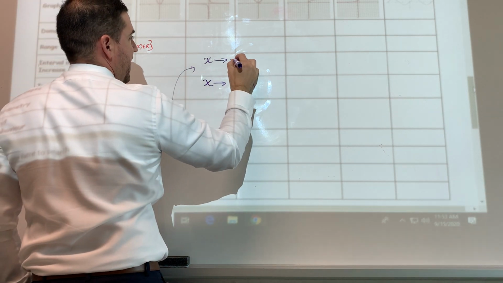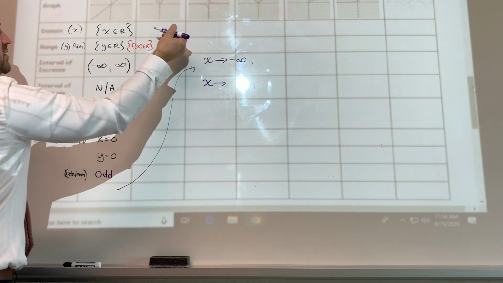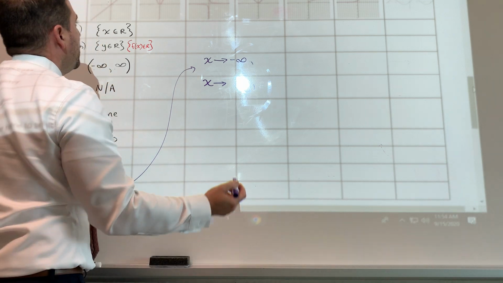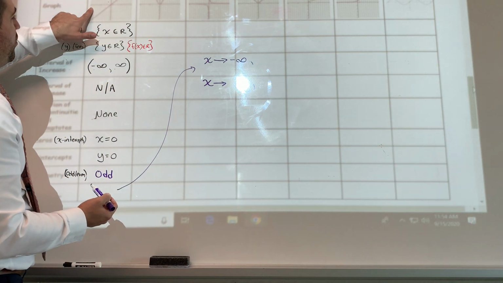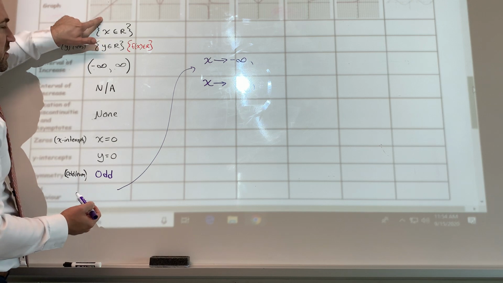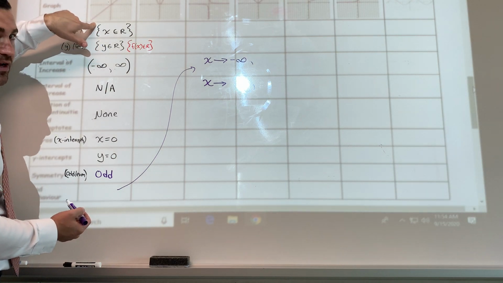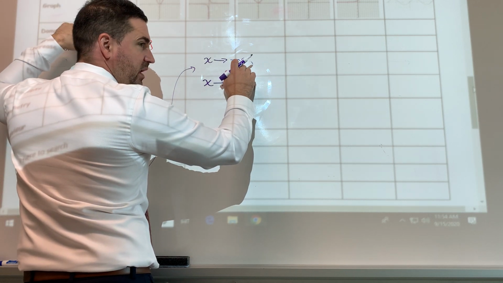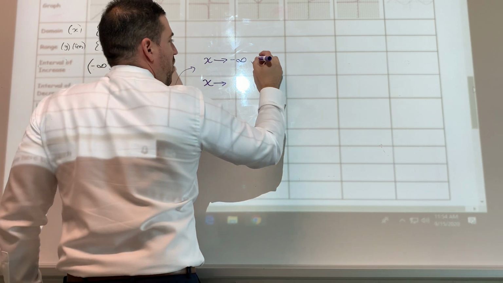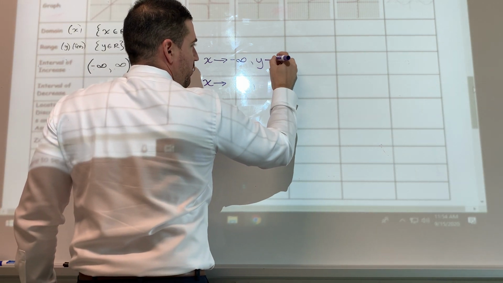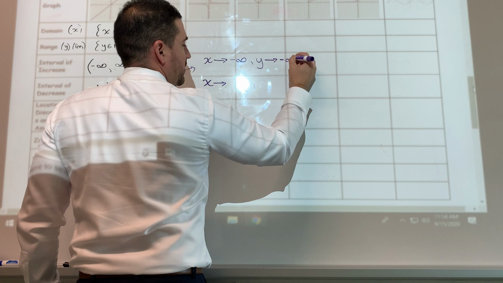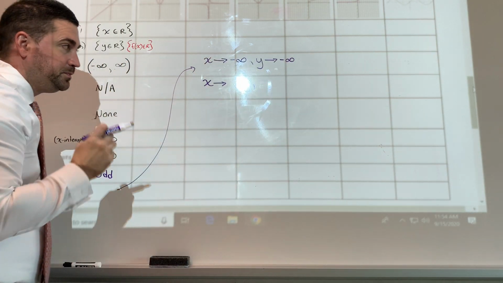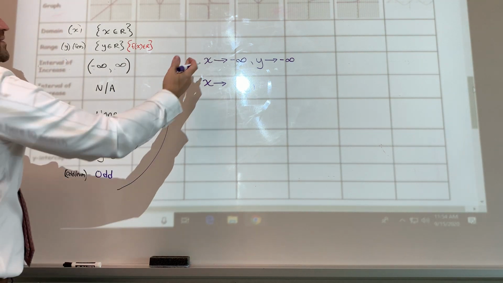We said that was negative infinity. So when x goes more and more negative, what happens to our y values? As the x keeps going more and more negative, so do the y values. The y's keep getting negative, negative, negative. So as x approaches negative infinity, your y values also approach negative infinity. That's the left of the graph.